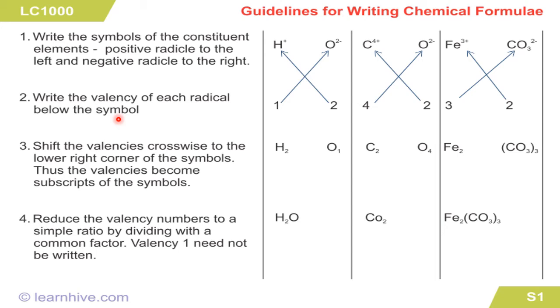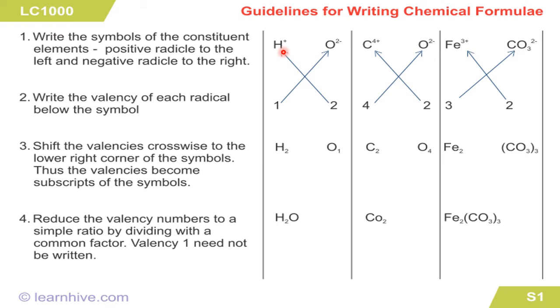Then shift the valencies crosswise to the lower right corner of the symbols. Thus, the valencies become subscripts of the symbols. For example, if I want to go for the formula for water, first, water is made up of how many different kinds of atoms? Water is made from two. One is H, one is O.